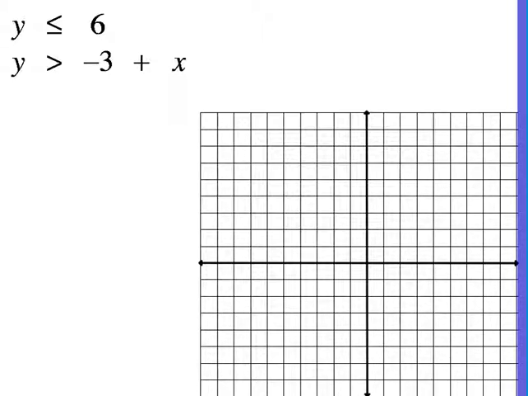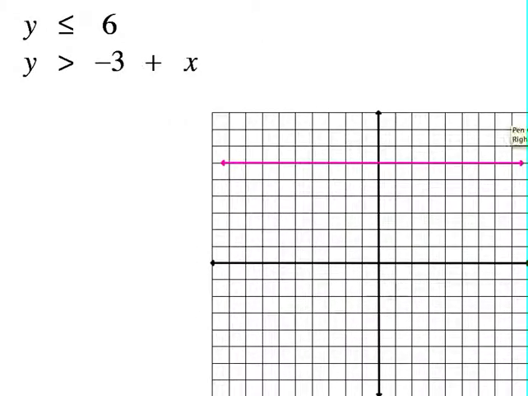Does anybody know why it's solid? Because there's an equal sign. So you're going to go ahead and draw a horizontal line at 6. With a color or no color? Doesn't matter. So I need to figure out which way to shade. It says less than or equal to. So which way will I shade? Below.